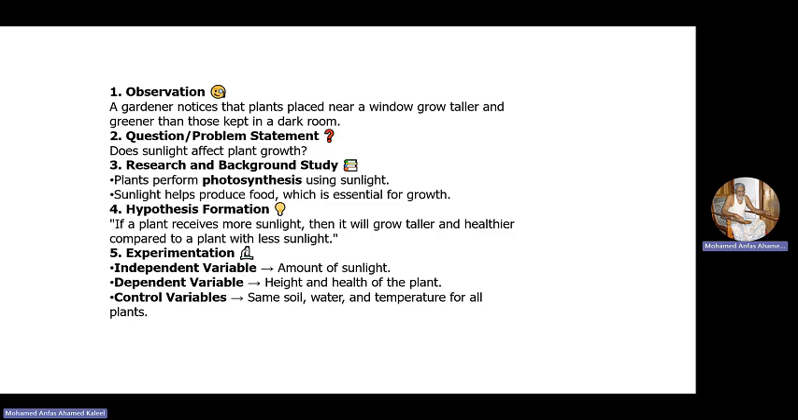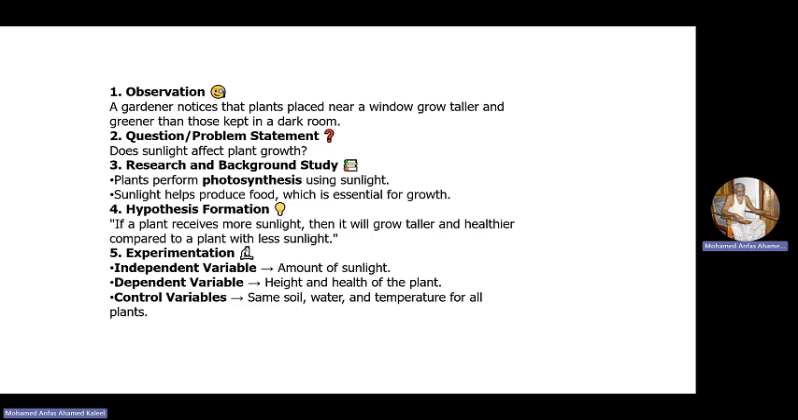We had an observation. For that observation, we made some research and background studies. We identified that plants perform photosynthesis using sunlight, and sunlight helps produce food and is essential for growth. Based on the background studies, we form a hypothesis that if a plant receives more sunlight, then it will grow taller and healthier compared to a plant with less sunlight. To validate this hypothesis, we are going to do an experiment.